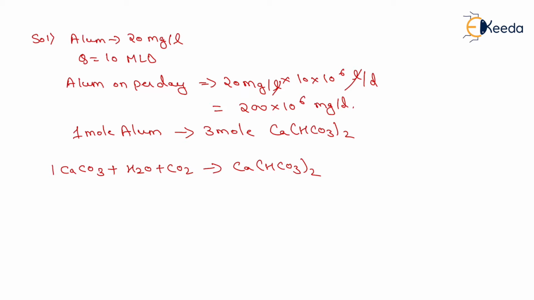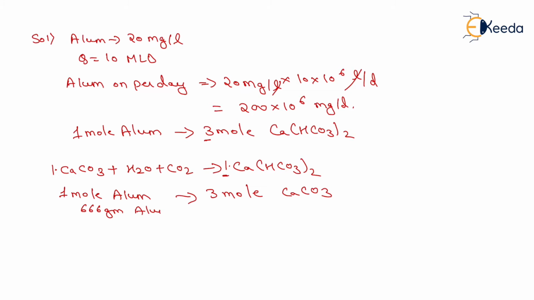Now, for 1 mole of calcium bicarbonate formation, 1 mole of calcium carbonate will be required. For the 3 moles of calcium bicarbonate formation, how many moles of calcium carbonate will be required? It means that for 1 mole of alum, 3 moles of calcium bicarbonate are required, so for 3 moles of calcium bicarbonate, we require 3 moles of calcium carbonate. Clear?